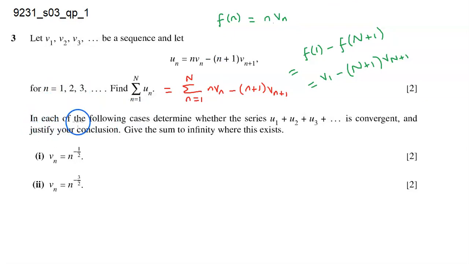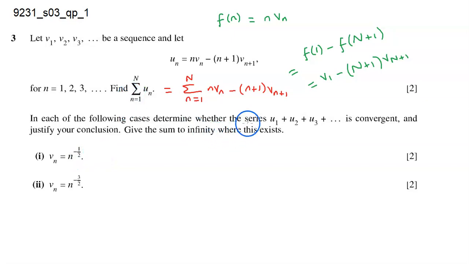For the second part, it says in each of the following cases, determine whether the series U1, U2, U3 is convergent and justify your conclusion. Give the sum to infinity where this exists. Okay, so in this case, the Vn sequence term is n to the power of negative a half, or 1 divided by the square root of n.